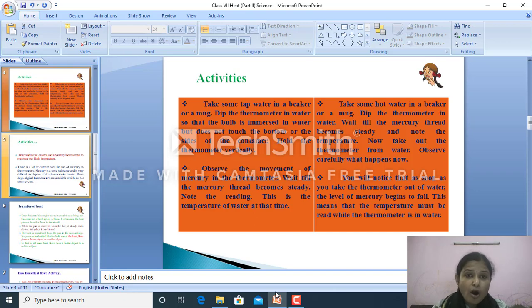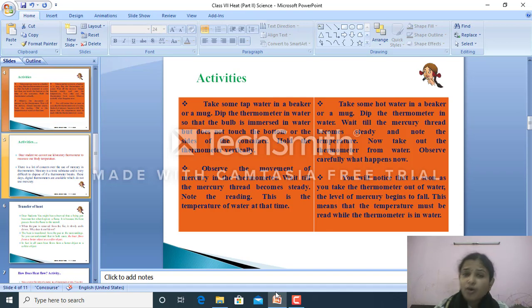Also, one thing is very important: we can check the temperature using a laboratory thermometer only when the bulb is immersed in water. During that time only we can check. Don't take the thermometer out and then take the reading, as we do with a clinical thermometer. We can check the temperature only when the thermometer is immersed in water.